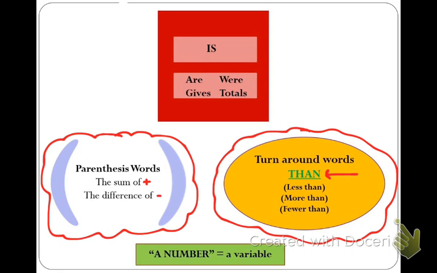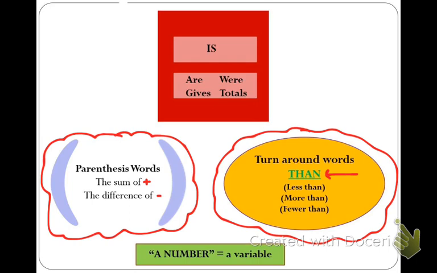Just to help you visualize, I want you to go ahead and turn around one time for me, and everybody say the word than. Than. One more time, everybody turn around and say than. Than. This is a turnaround word, which means you're going to have to turn some things around in your expression or your equation. So I want you to have a seat right here.